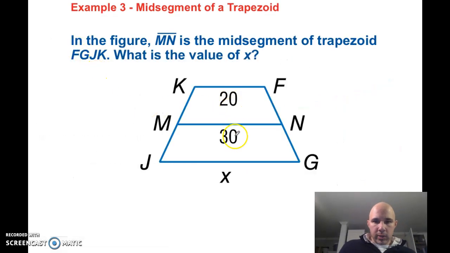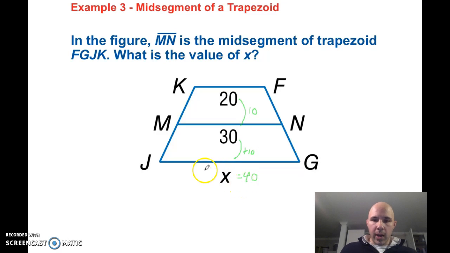Example 3, mid-segment of a trapezoid. This is 20, this is 30, and we want to find out what x is. We know this is in the middle, so the first thing I'll do is try to find out the distance here. It's 10. So I know that this is the larger side, so I'll just add 10 to this as well. So my x would be 40.